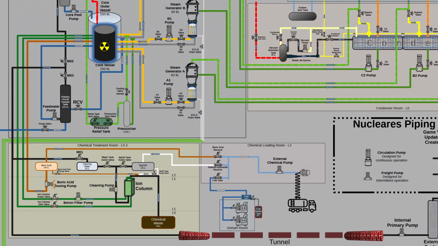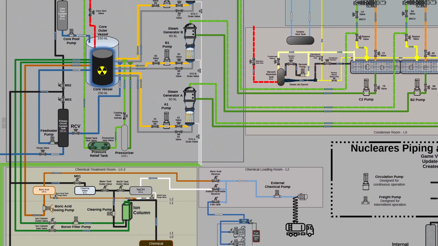Then you've got the ion column outlet, which goes through the boron filter pump, ion column outlet valve, and goes back into the core vessel.